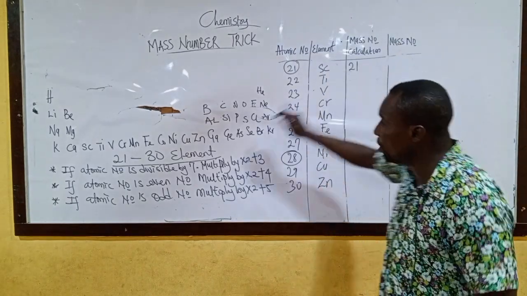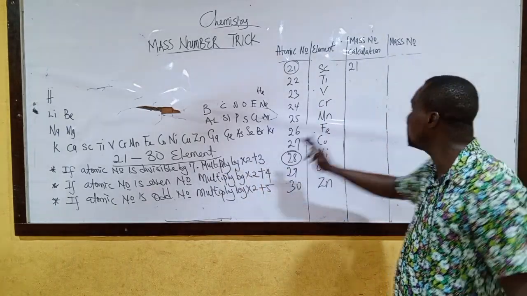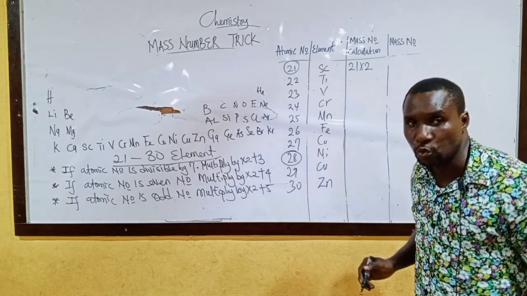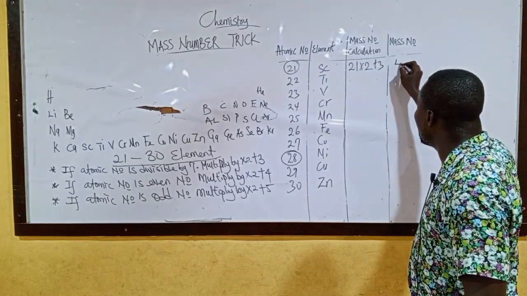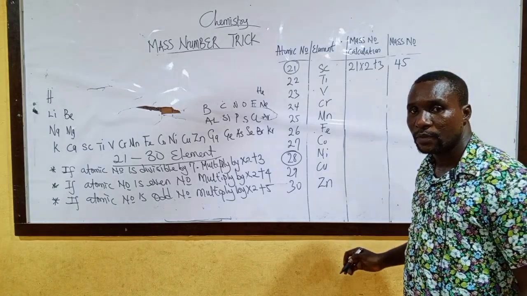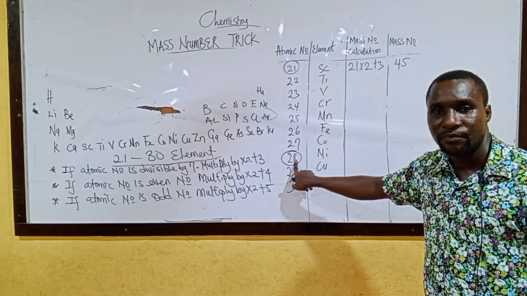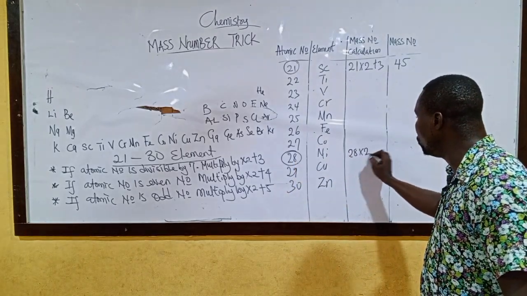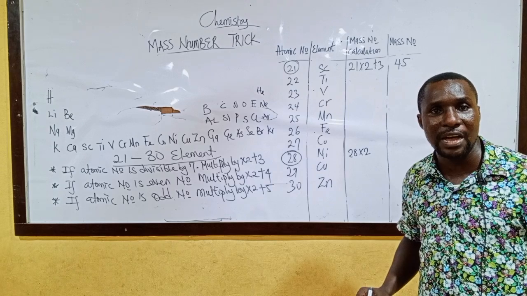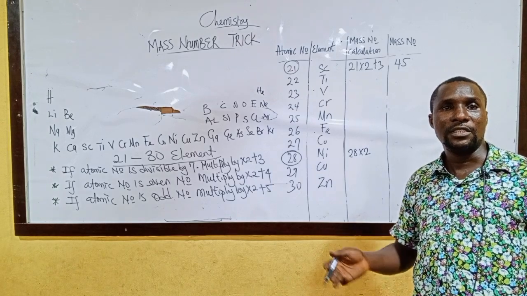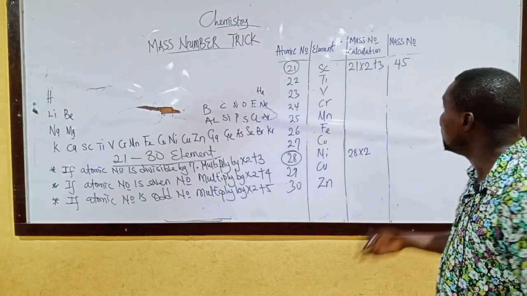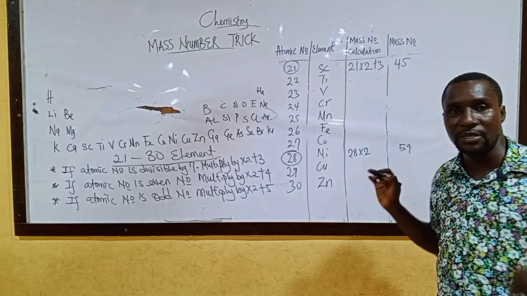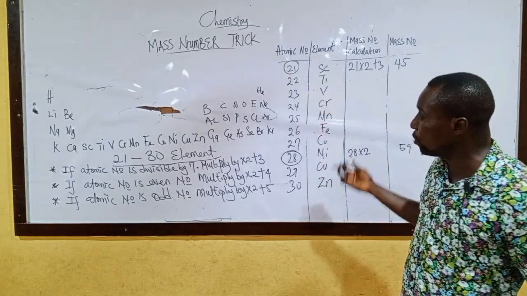For 21, I said multiply the atomic number by 2, then add 3. 21 times 2 gives you 42, then plus 3 is 45. Then go to 28 times 2, which gives you 56. Then add 3, which gives you 59. I've done that. Then let's go to the next one.